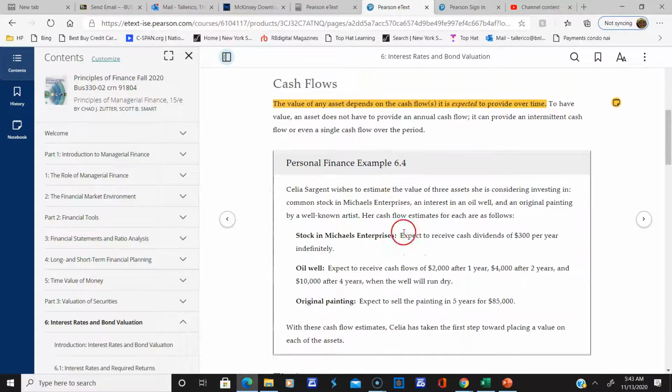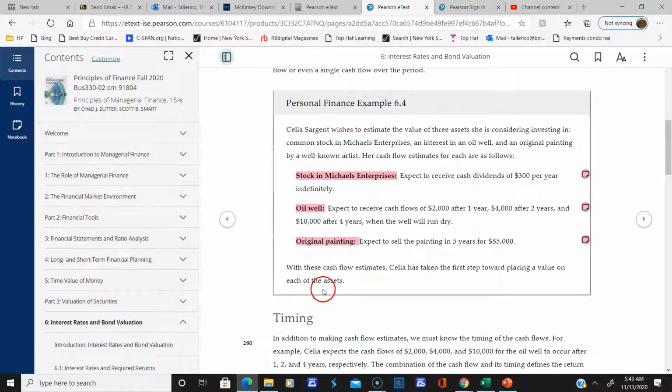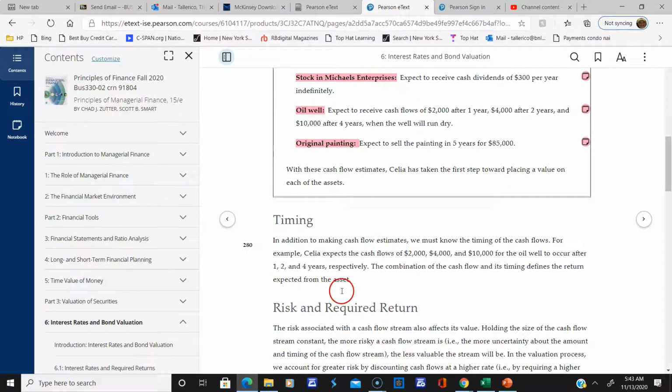Okay. So you can see in this example here, they have an example of valuation, and they value a bunch of things. Stocks. This person, Celia, owns stocks. She owns shares in, I guess, an oil well. And she owns a piece of artwork. And she's trying to understand how to value them all. She'd go through that, okay?